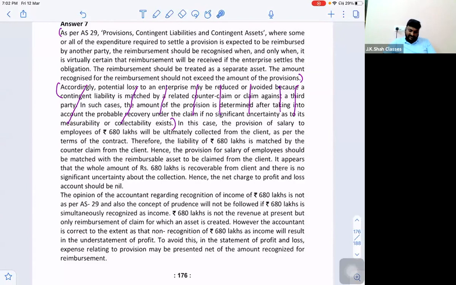Then I have cancelled this part because it is unnecessarily dragging the answer to a very lengthy one. So I have cut this part, not required. You can directly start from here.